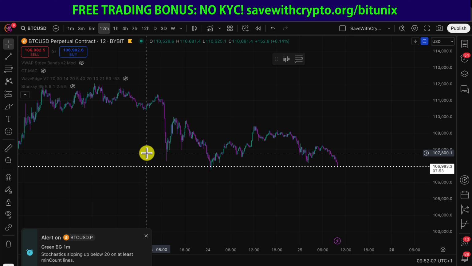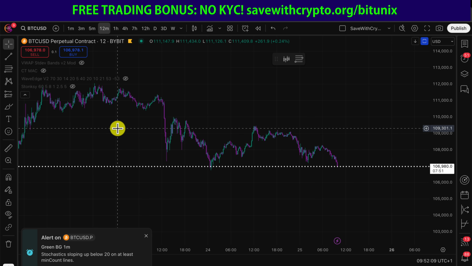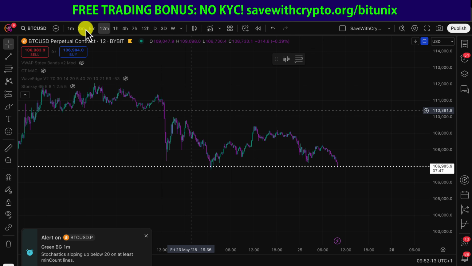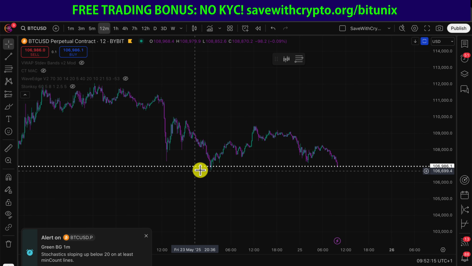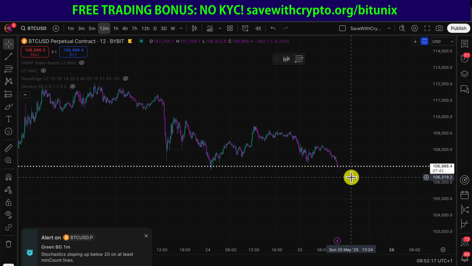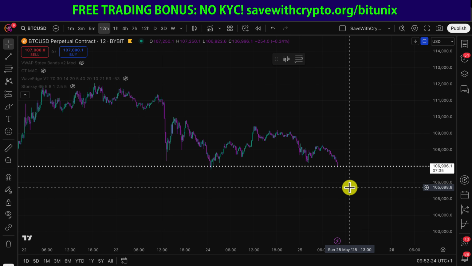Okay, so I'm just looking at the price of Bitcoin against USD on the ByBit perpetual chart here on TradingView. And I think we're getting near a local bottom here, so I'm looking to take a long trade. Now that is an alert from one of the indicators that I will show you in a moment, but it basically means look out, we might go up.